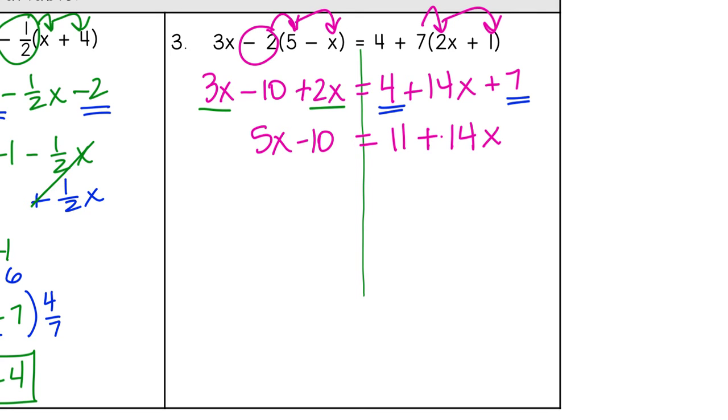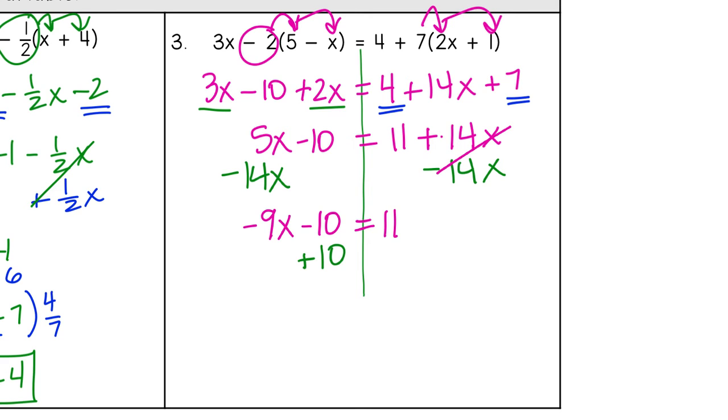Okay, now x is on both sides, and we don't like that, so I'm going to get this one that's on the right side and move it over to the left. So we're going to do that by subtracting. 5 minus 14 is negative 9x. Bring down the minus 10. Now equals 11. Let's move that constant, so let's add 10 to both sides. So now I have negative 9x equals 21.